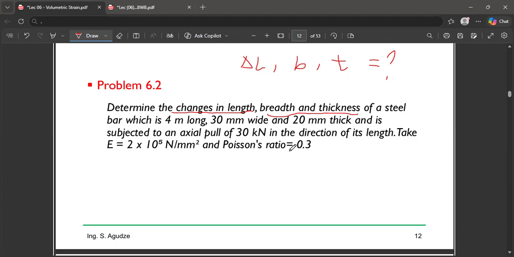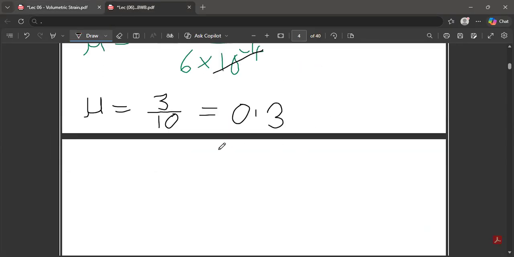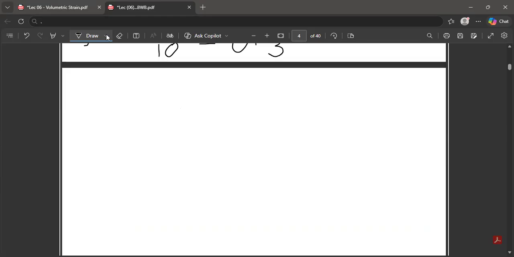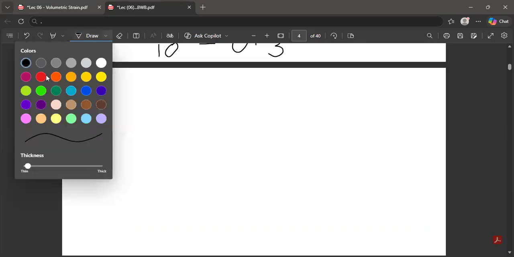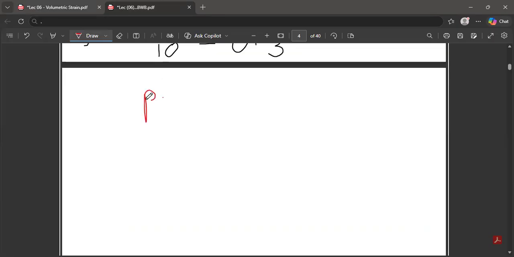Okay, so that is it. Let's quickly see how we can put down our given and continue. So we are done with our problem 1. That is 6.1. We are now coming to problem 6.2. So let me quickly write that down. This is my problem 6.2.